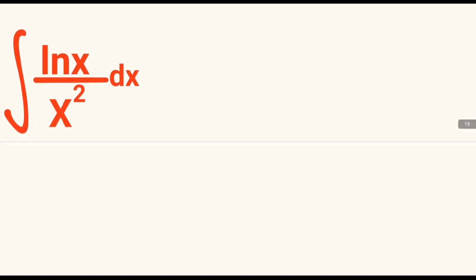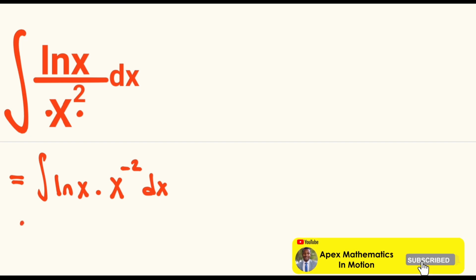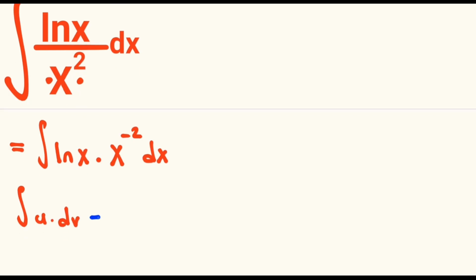But before we can use integration by parts, we rewrite our integral as the integral of ln x, and we take this x squared from the denominator to the numerator, and the exponent is going to change sign from positive 2 to negative 2. And the formula for integration by parts, we have the integral of u multiplied by dv, which is equal to u multiplied by v minus the integral of v multiplied by du.